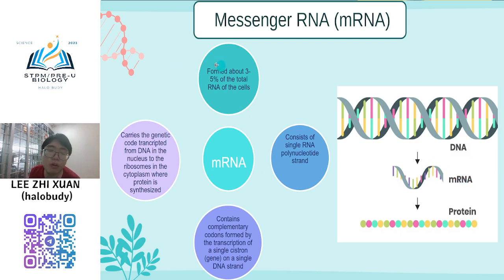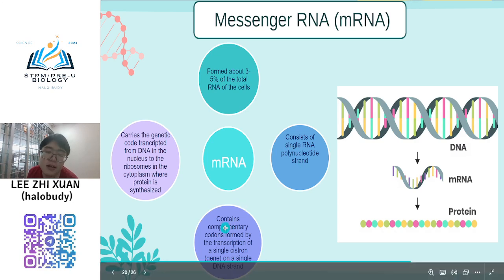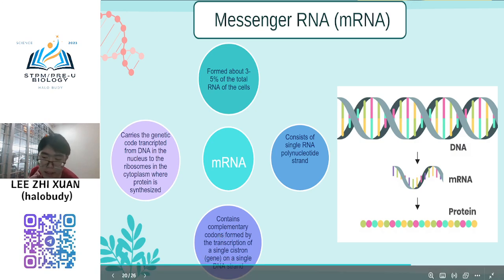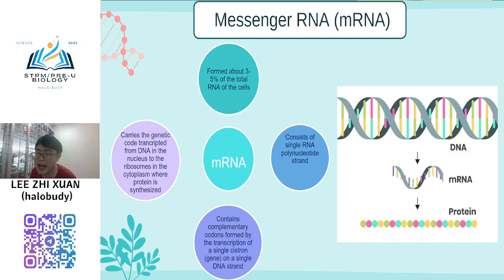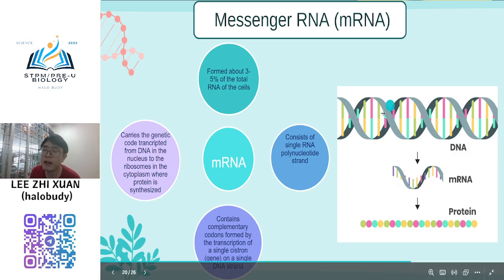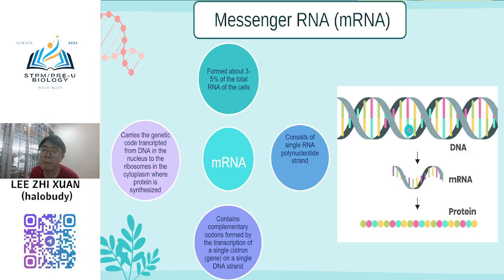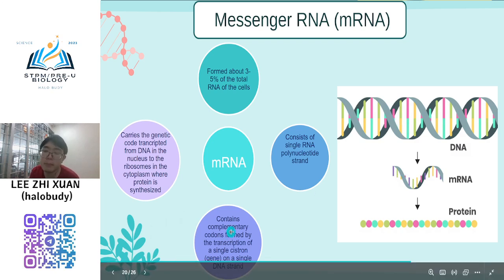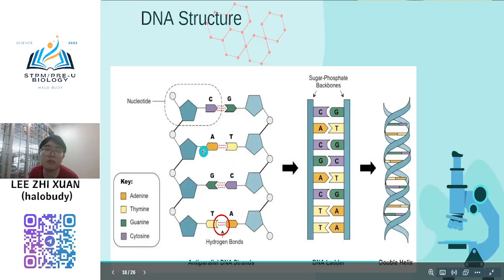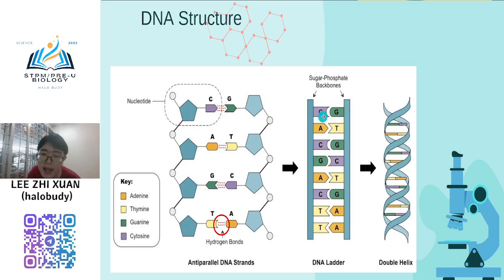So mRNA is only 3 to 5% of the total RNA in the cell and consists of a single strand, as I mentioned, containing complementary codons formed by transcription of a single gene on a single DNA strand. This is like copying from the DNA, which is complementary, meaning that what you see in the DNA, they just copy.